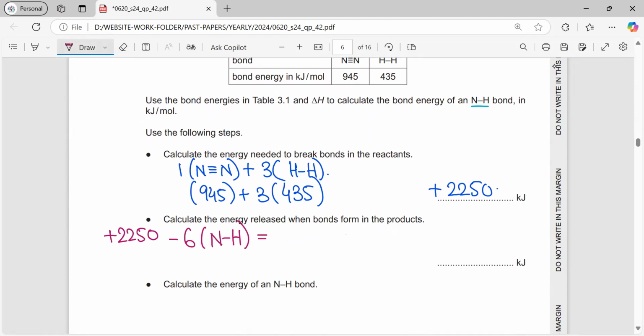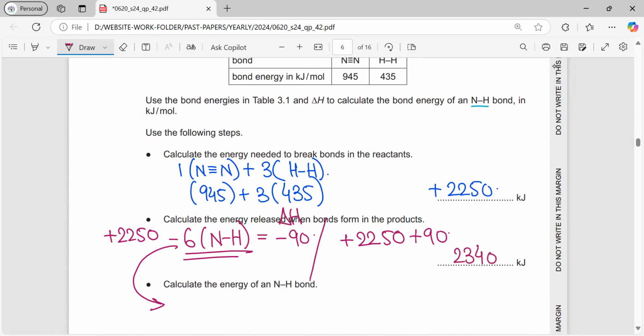The enthalpy change is minus 90, the total enthalpy change. So to calculate the energy released when the bonds are formed, in the product we will not write N-H because we'll calculate it in the next step. Right now, we can do plus 2250, and we'll take this 90 on the other side of the equation, so it will be positive. It will add up, and the answer will be 2340.